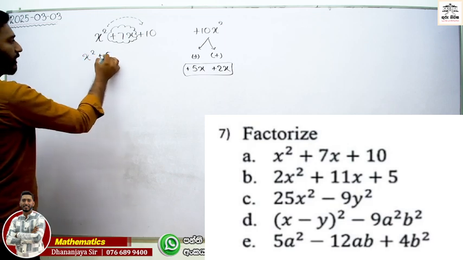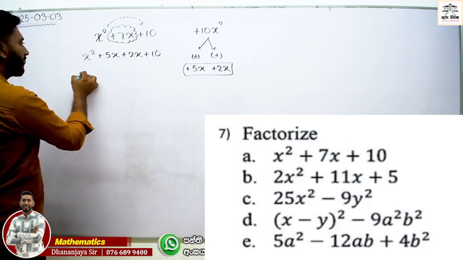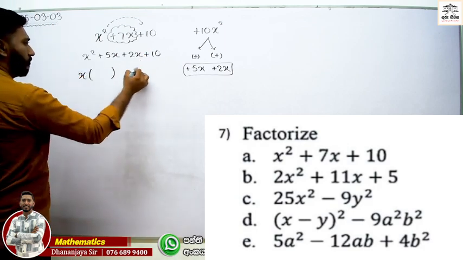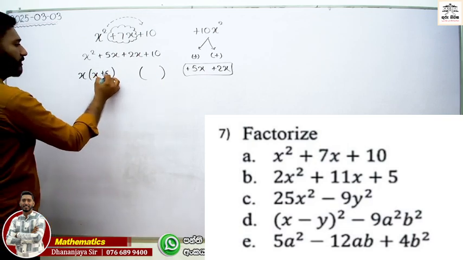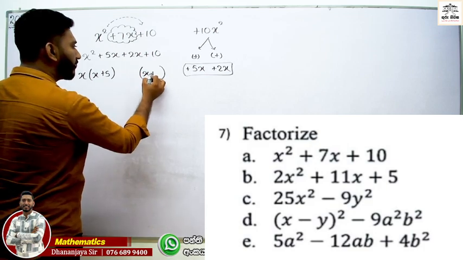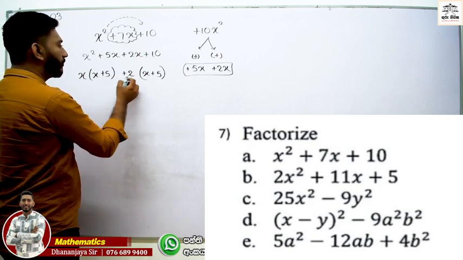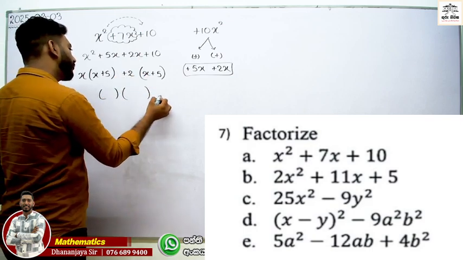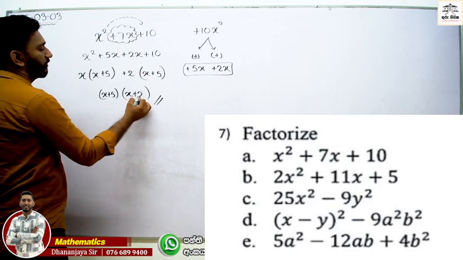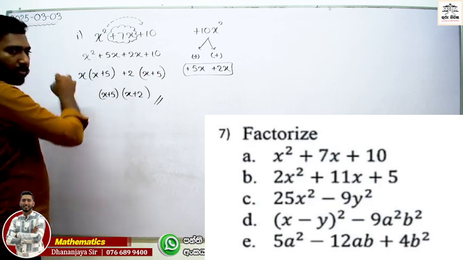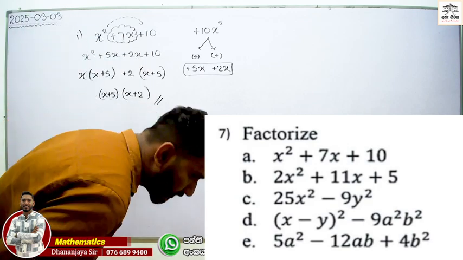X squared plus 5x plus 2x plus 10. And take the common factor: x is outside of the brackets. Plus 5 is here. X plus 5, you need to repeat here. X plus 5, and x is here, and the missing one is plus 2. Now we have two factors, x plus 5 and x plus 2. This is the answer for the first one. Right. Do the second one. Second one is grade 10.